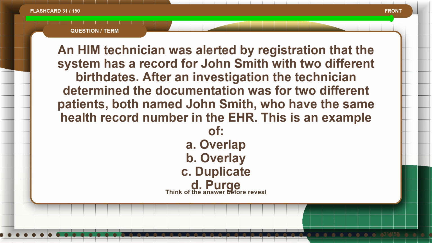Flashcard 31. An HIM technician was alerted by registration that the system has a record for John Smith with 2 different birth dates. After an investigation, the technician determined the documentation was for 2 different patients, both named John Smith, who have the same health record number in the EHR. This is an example of A. overlap. B. overlay. C. duplicate. D. purge. Think of the answer before the reveal.